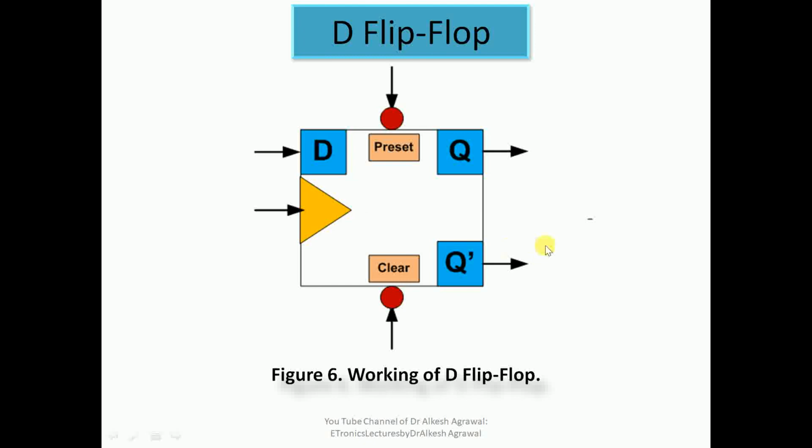Now we'll see the working of the D flip-flop. If we assume that Qt is 0, then obviously Qt bar will be 1. If we give D equal to 1, see what happens. The next state will be 1, from 0 to 1, and simultaneously the complement will go from 1 to 0.